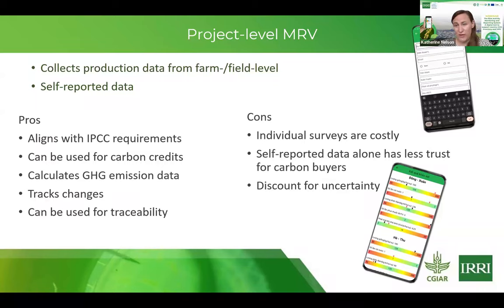Self-reported data has less trust for carbon buyers, and therefore there's generally a discount that's taken, at least under the voluntary carbon markets, for the level of uncertainty. And that's generally around a 10% discount that would be taken using this kind of data.